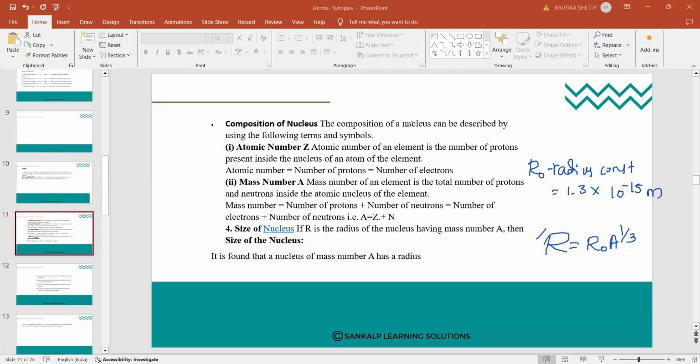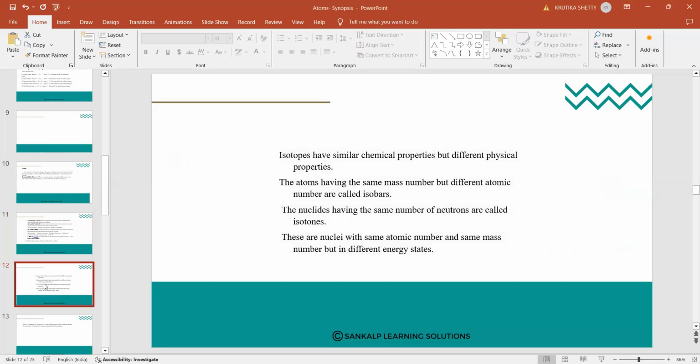So R is the radius of the nucleus. If you have any nucleus, you can calculate its radius using this formula. That is R is equal to R naught into A raised to 1 by 3. R naught is the radius constant. Its value is 1.3 into 10 to minus 15 meter. A is the mass number. Okay. So remember the formula to calculate the radius of the nucleus.